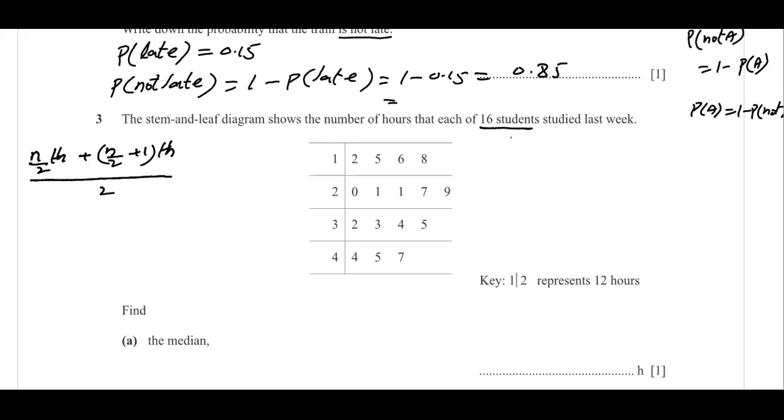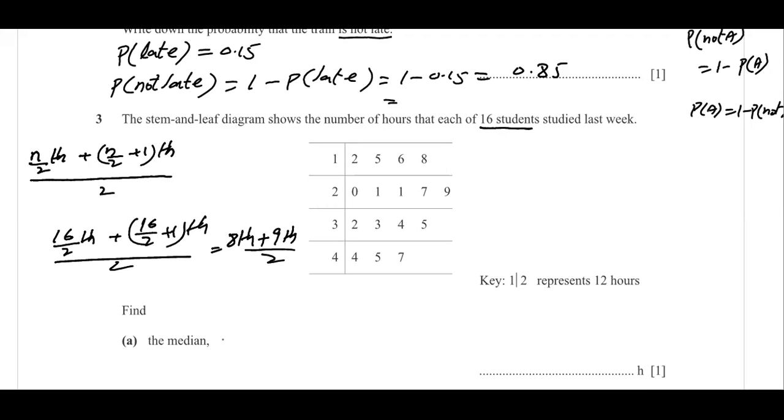So in this case, what is n? n is 16. So 16 over 2 is the 8th value, plus the 16 over 2 plus 1th value, divided by 2. What is 16 over 2? 8. It means you will take the 8th value plus the 8 plus 1, the 9th value, divided by 2. That will give you the median.